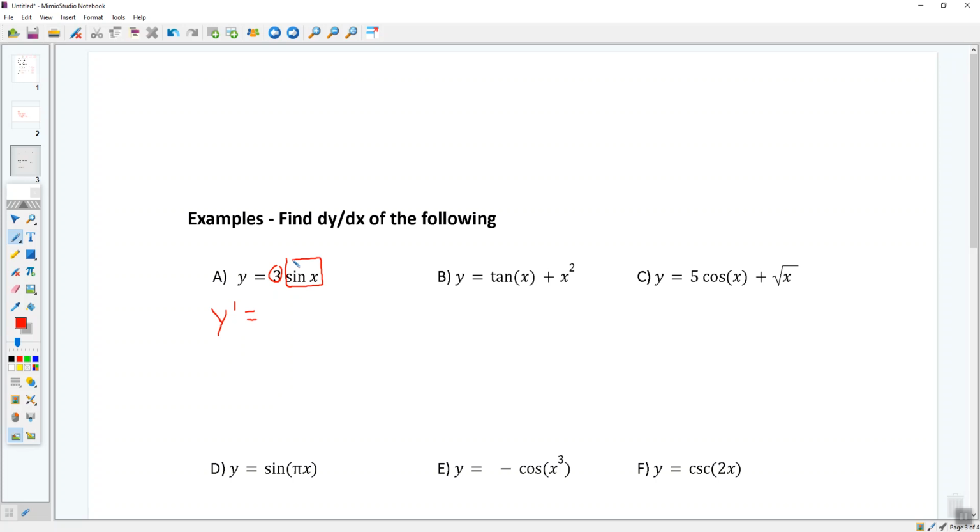And what's the derivative of sine of x? Cosine of x. So it would really be 3 times the derivative of sine of x, which would be 3 cosine of x. Do I have to do anything really with u prime in this at all? No, because the derivative of x would be what value? Okay, so there is your derivative right there, 3 cosine of x.